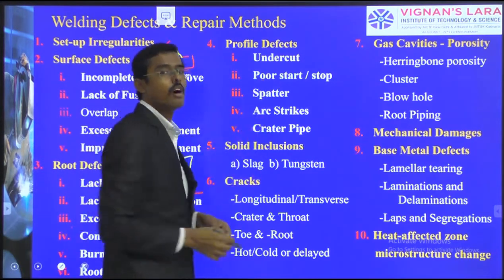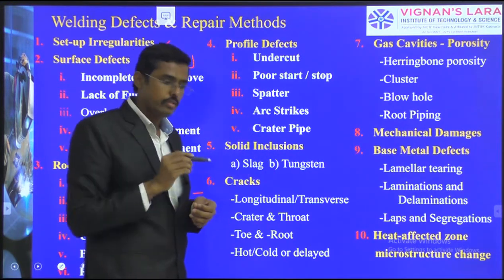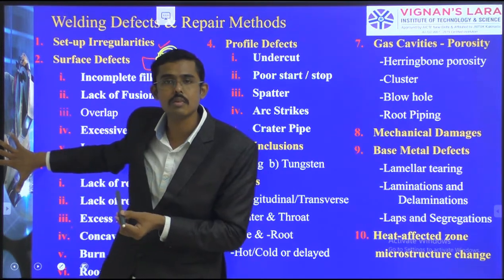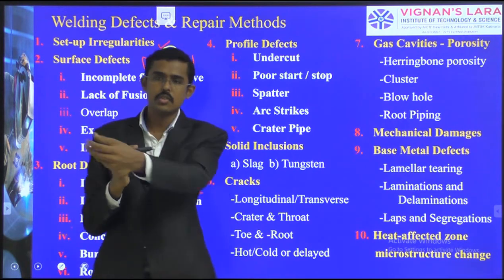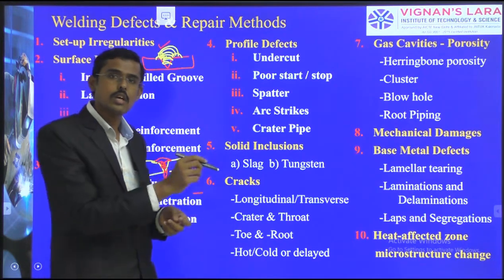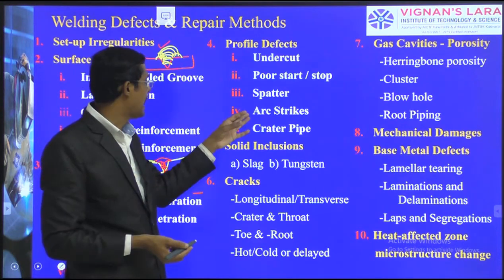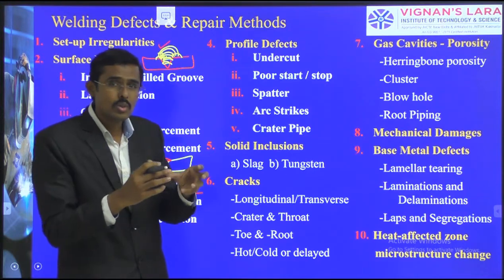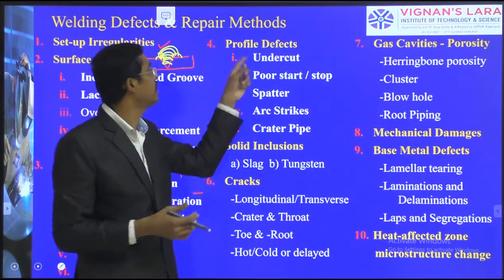Undercut will form during the welding process. Then the start-stop defect. We are welding using a small consumable electrode of 450 mm. If it is consumed, we should stop welding, replace it with a new one, and start welding again. So these stop and start problems will be there. I will show you the images. Then arc strikes and crater pipes will be there. These are all about how the weld bead looks after welding: profile defects.